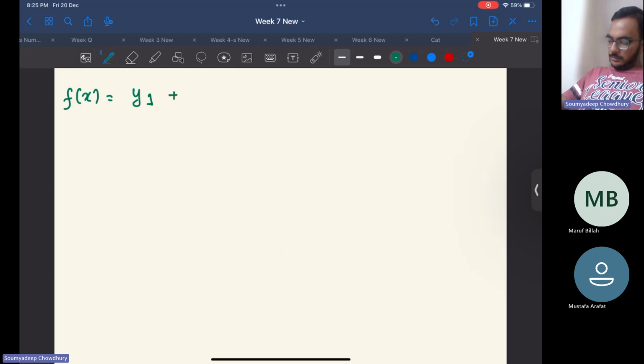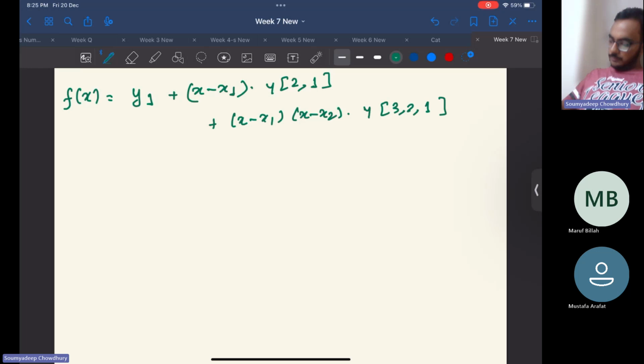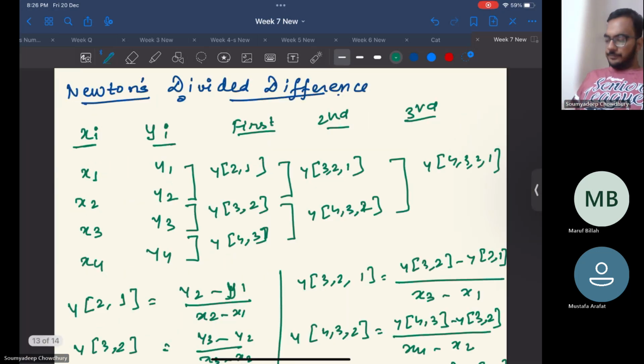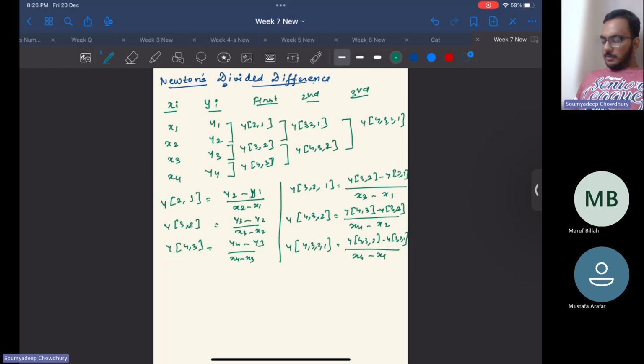Once you get all these coefficients, then you have to form your actual interpolating polynomial, which is y1 plus x minus x1 into the first order divided difference y of 2,1, plus x minus x1 into x minus x2 into y of 3,2,1, plus x minus x1, x minus x2, x minus x3 multiplied by the third order difference y of 4,3,2,1. So this is just a mathematical concept here.